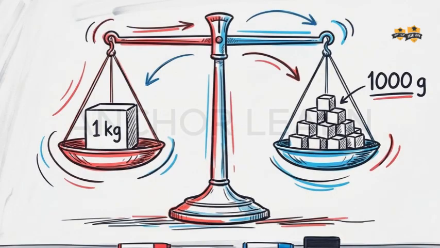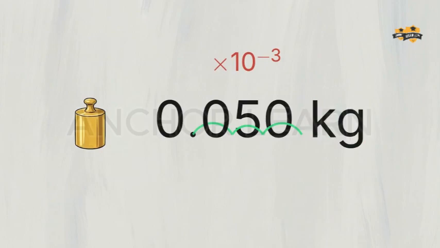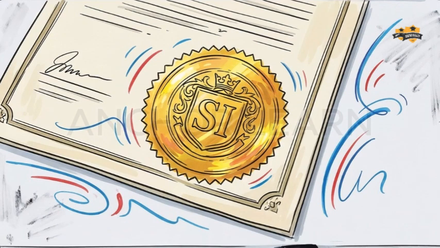To avoid this without a calculator, remember that 1,000 grams equals 1 kilogram. Shifting the decimal point 3 places to the left, multiplying by 10 to the power of -3, converts grams to kilograms instantly. In physics, equations are mathematically valid only when you use Standard International, or SI, units.